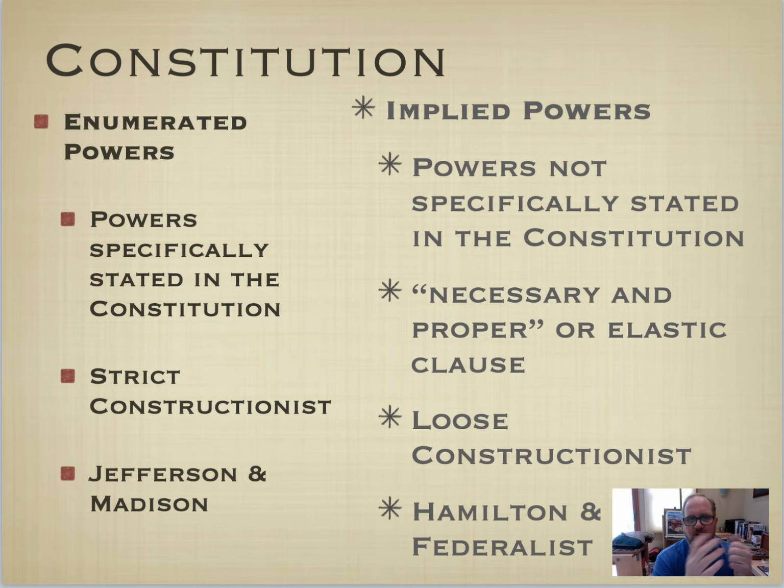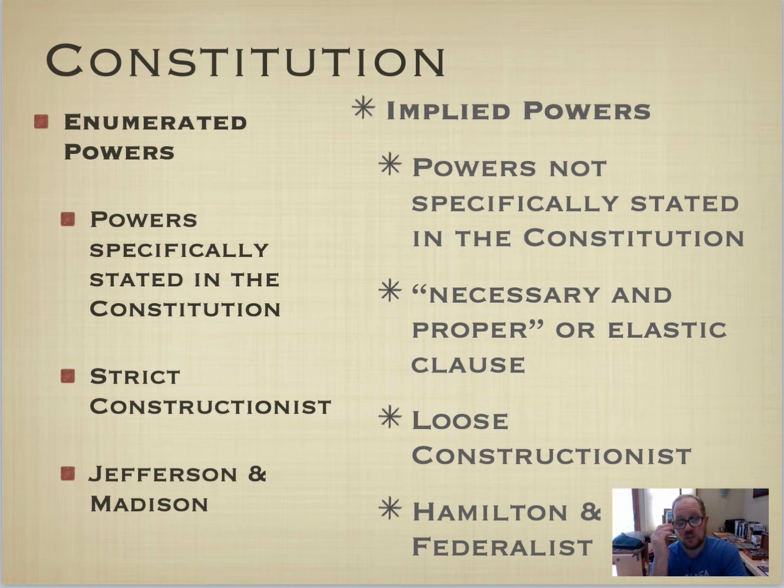And the Constitution: two big things to know about are enumerated and implied powers. Enumerated powers were powers specifically stated in the Constitution. Jeffersonians pretty much believe in this. They're also called strict constructionists. People who believe in implied powers, or powers not specifically stated in the Constitution, believe that the necessary and proper clause, or the elastic clause, could give legality or constitutionality to things that were indirectly in the Constitution. That means that if they're implied, then you're still allowed to do them.